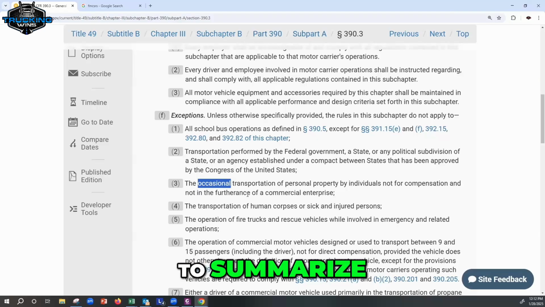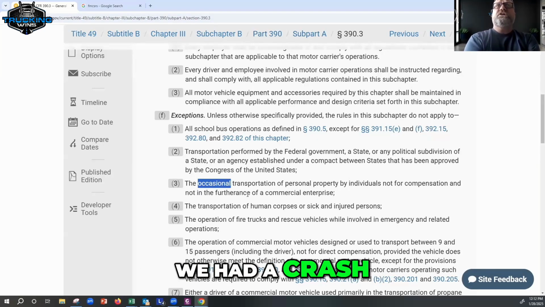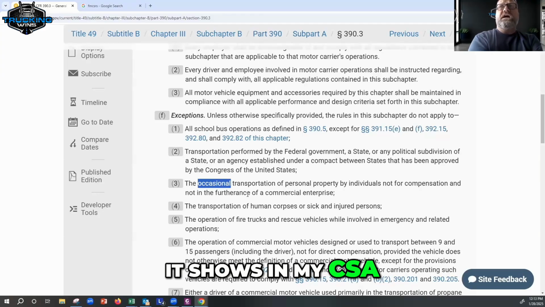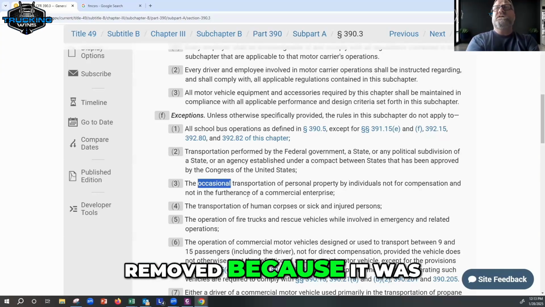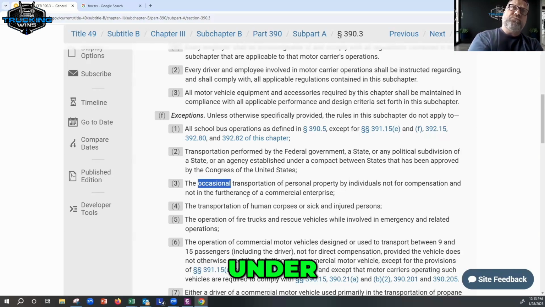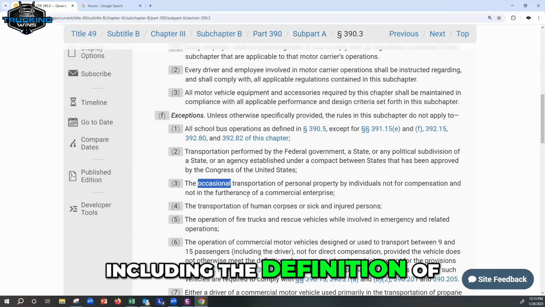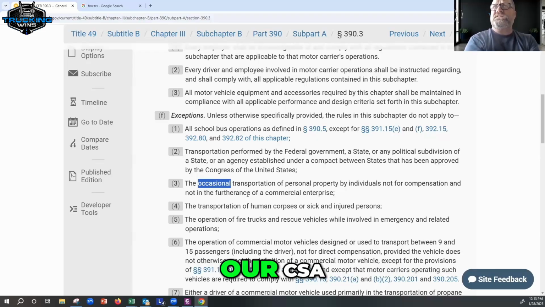So in your case, to summarize, you're going to want to say on this date and this time we had a crash. It shows in my CSA. I would like it removed because it was not a crash that belonged to us. Under 390.3 F3, that crash is not subject to the regulations, as noted above, including the definition of a DOT crash that would show up on our CSA.